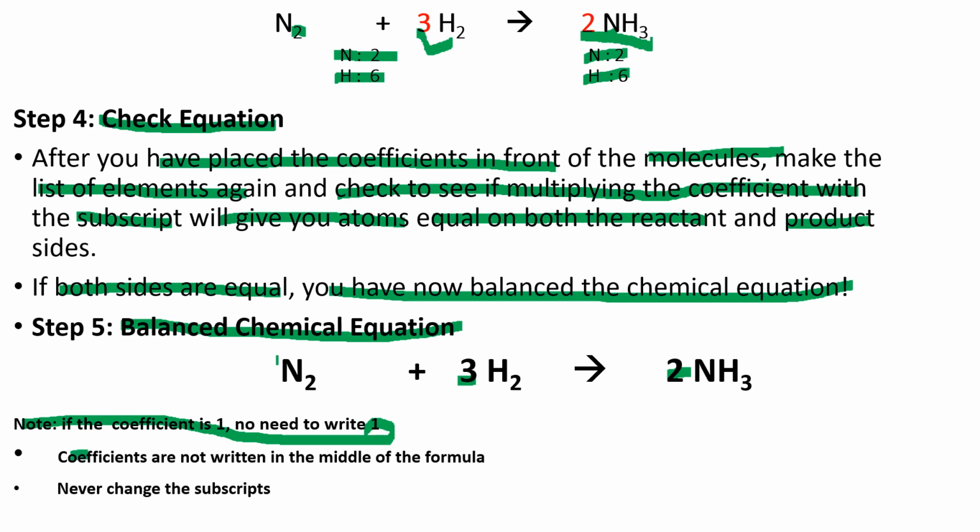Now note, if the coefficient is 1, you don't need to write 1. And make sure the coefficients are not written in the middle of the formula. That means do not write in between the formula, okay? And also, never change the subscripts. These are the subscripts. Never change those.